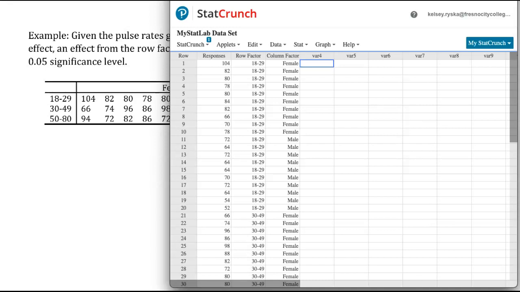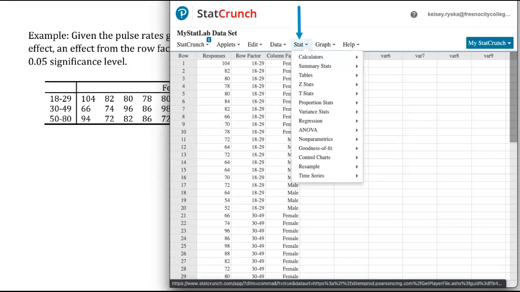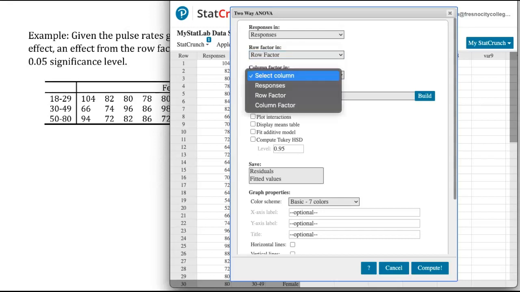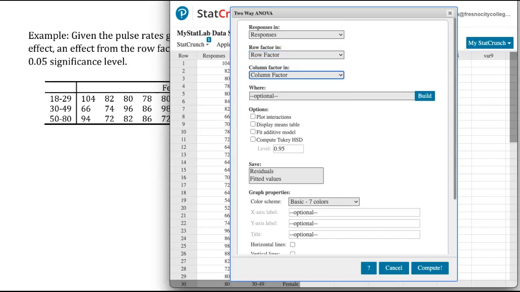In order to run the two-way ANOVA, we first go to Stat, then ANOVA, and select two-way. We need to choose where the responses are, the row factor, and the column factor. Typically, these are labeled pretty clearly in our homework problems, but every now and again they can get a little bit interesting. Responses are the values that are in the body of the table. The row factor is the factor that's listed and labels each row, and the column factor is the other factor that labels all the different columns.